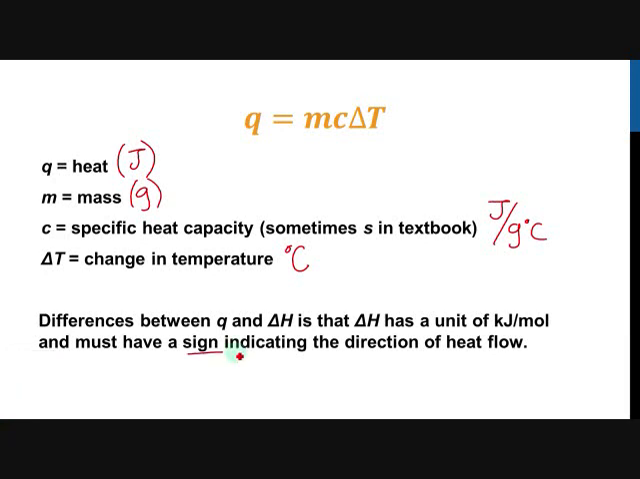Okay, so the sign is going to indicate the direction of heat flow. So when you have a sign, then you have to think about, is it endothermic or is it exothermic? And then you have to think about how the problem defines the system and the surroundings. So we'll see that there. But the way that you can use this is you can solve for Q, the heat, and then when you add the sign, that changes it from Q to the change in enthalpy. And so we'll see an example of that.